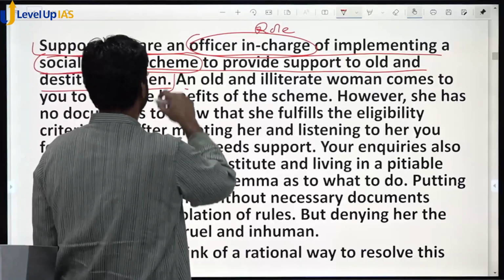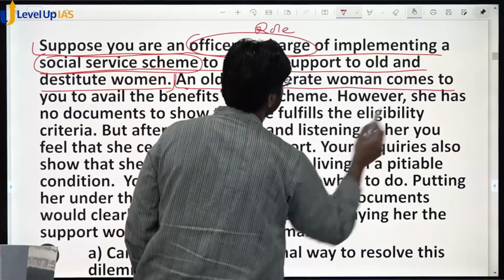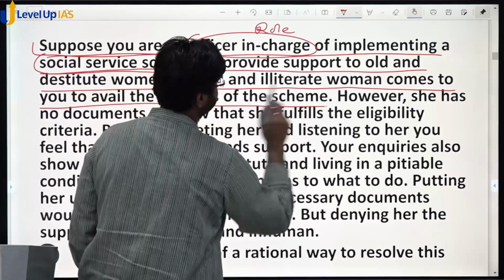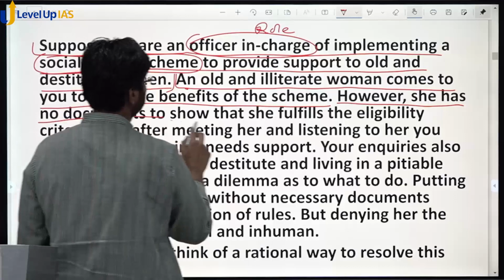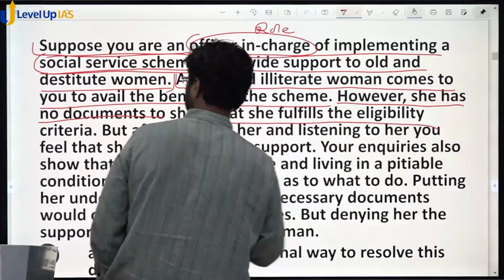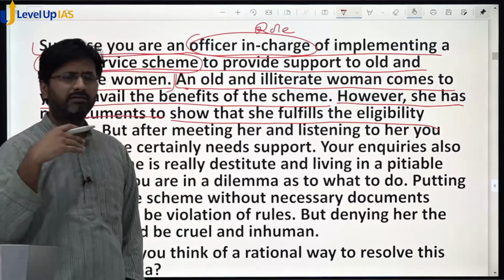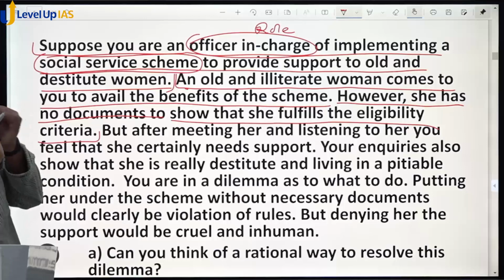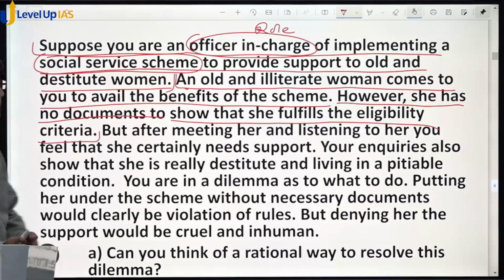अभी ये हो गया. अभी क्या है scene? An old and illiterate woman comes to you to avail the benefits of the scheme. However, she has no documents to show that she fulfills the eligibility criteria. Maybe, you see, she is not able to prove the eligibility criteria on paper, and you know how it works when it comes to government. Paper is very important. ठीक?